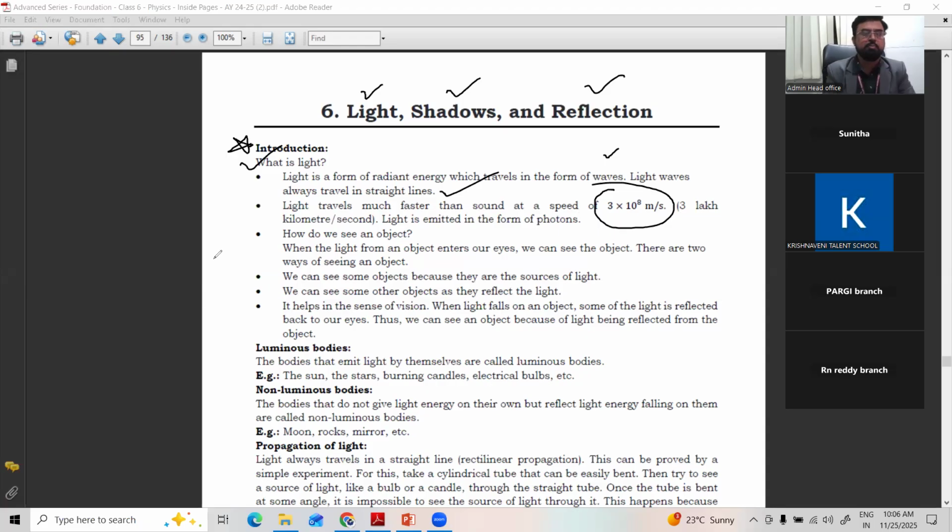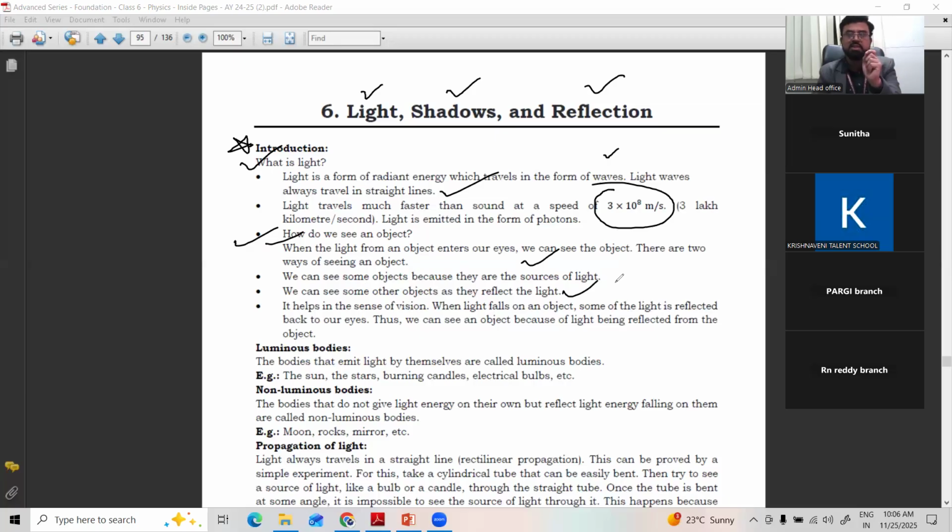Okay, that is a very important point. Then, how do we see an object? I already told you: when light from an object enters our eyes, we can see the object. There are two ways of seeing an object. One is that we can see some objects because they are a source of light. We can see other objects because they reflect light.